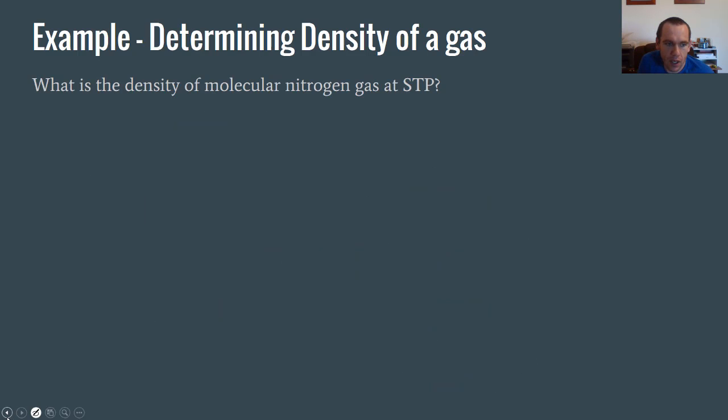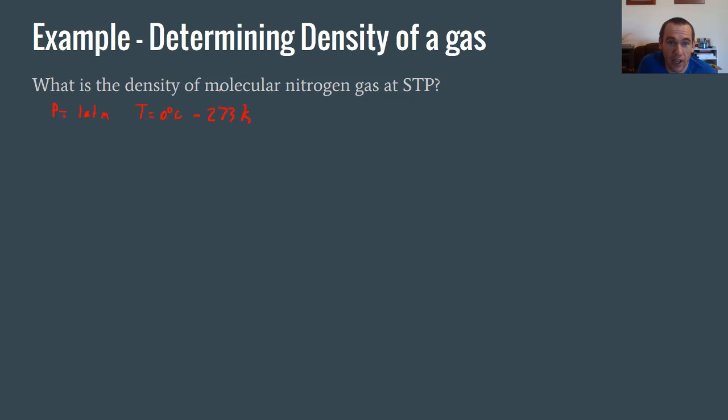So, example, determining the density of a gas. What is the density of molecular nitrogen at STP? Well, remember, standard temperature and pressure, that's a pressure of 1 atmosphere, and that is a temperature of 0 degrees Celsius, but we don't want degrees Celsius. Always in the ideal gas law, temperature has to be measured in Kelvin, and so 273 Kelvin.